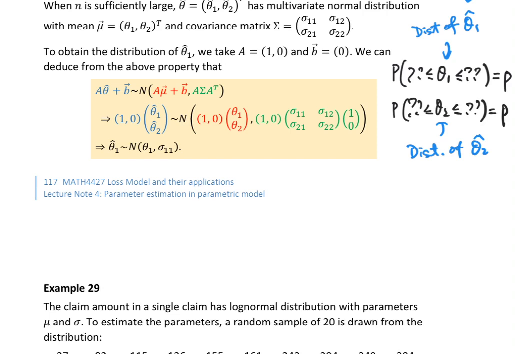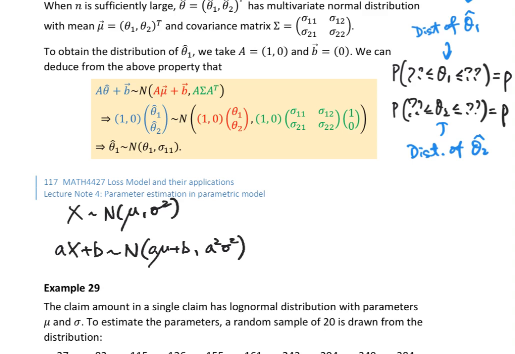So what is that? Remember, let's say you have a random variable S which follows the normal distribution with mean mu and variance sigma squared. If you consider AS plus B, it will follow the normal distribution with mean A mu plus B and variance A squared sigma squared. Actually we have a similar result for the multivariate normal.